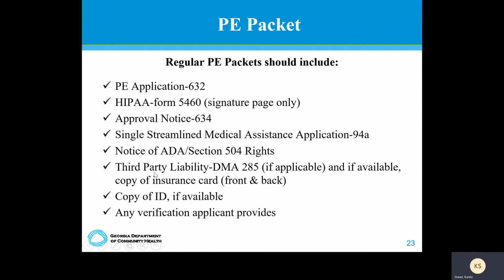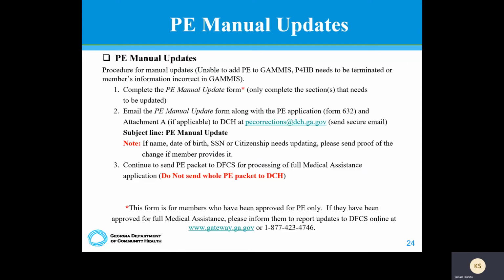And if it is available, if the member has a copy of their insurance card, make a copy of it front and back and send it as part of the PE packet. If they have a copy of the ID available, please make sure you make a copy of that and send it with the PE packet. And then also, if they provide you with any type of verification, please make sure you send that. So this is what should be included in your PE packet. So this is kind of like a checklist for you.